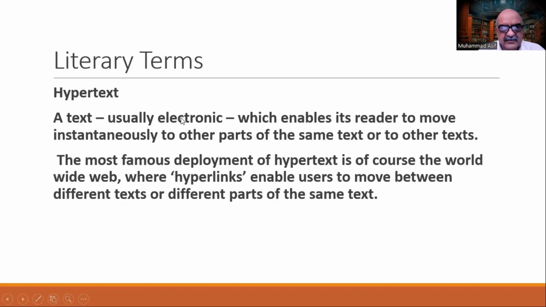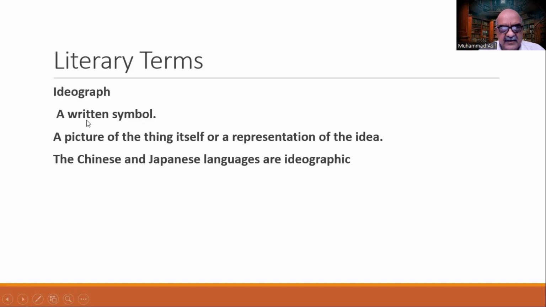Hypertext, a text usually electronic, which enables its readers to move instantaneously to other parts of the same text or to other texts. The most famous deployment of hypertext is, of course, the World Wide Web, where hyperlinks enable users to move between different texts or different parts of the same text. Ideograph, a written symbol, a picture of the thing itself, or a representation of the idea. The Chinese and Japanese languages are ideographic.